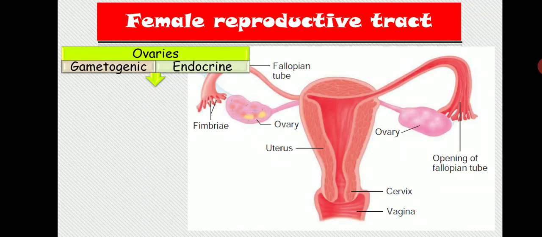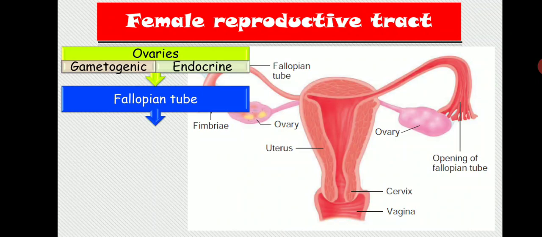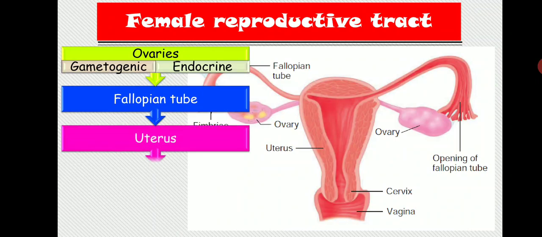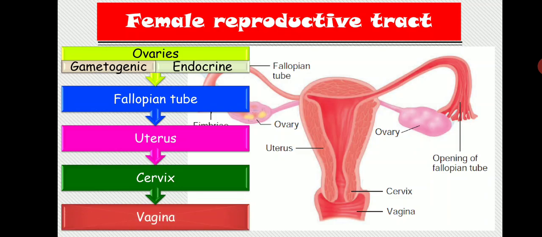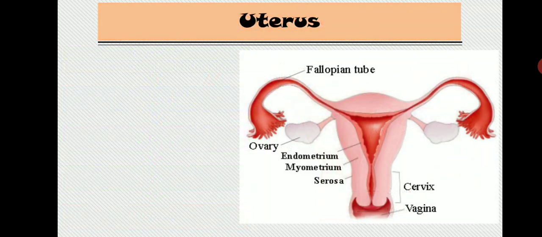The second portion is the fallopian tube or the uterine tube, then it comes to the uterus, then the cervix, and finally the vagina, right? So let's discuss the bigger portion, the uterus, first. So this portion is the uterus. Same as an abdominal organ, the uterus is a pelvic organ. It also has three layers, from outer to inward.